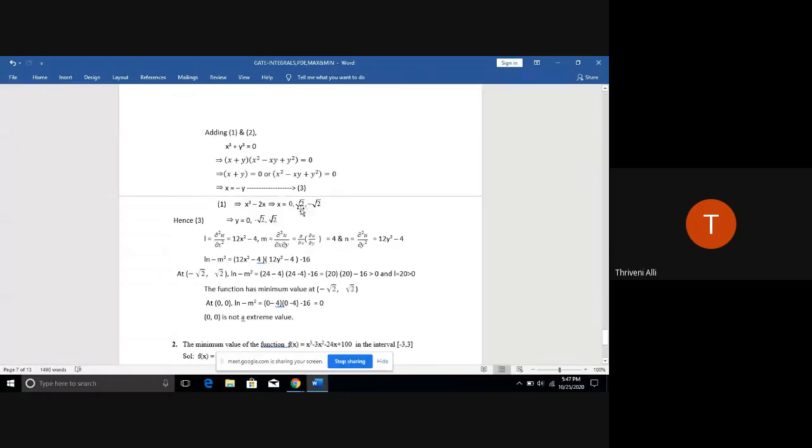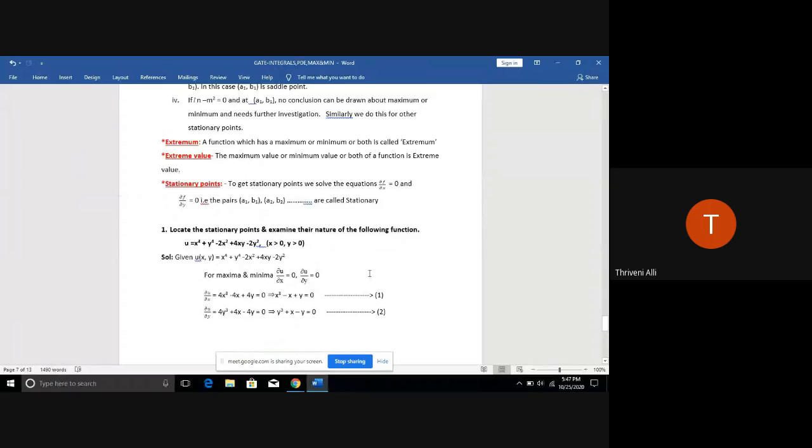So first we will check. At minus root 2 comma root 2, LN minus M square is greater than 0 and L is also greater than 0. Okay. So this function has a minimum value. It satisfies the minimum condition. What is the minimum condition? LN minus M square greater than 0 and L greater than 0.